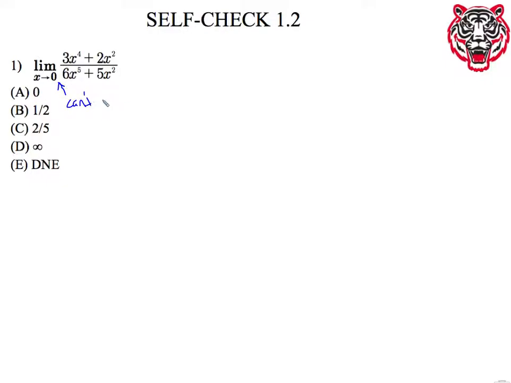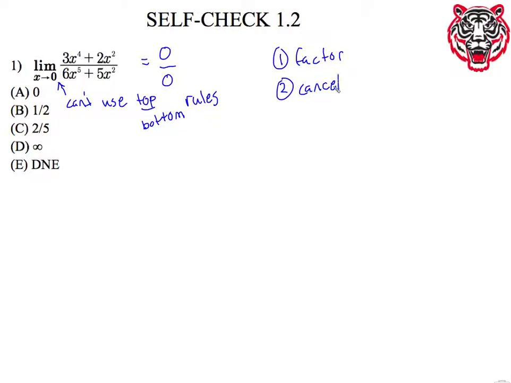You plug in 0. Can't use top-bottom rules. The correct first step is to plug in 0. You just plug it in, right? So when I plug it in, I get what? 0 over 0. Whenever I get 0 over 0, every single time, the 3 steps are factor, cancel, and plug in. Good job. I feel like I need to go over factoring because I suck at it, and every time I just freak out.